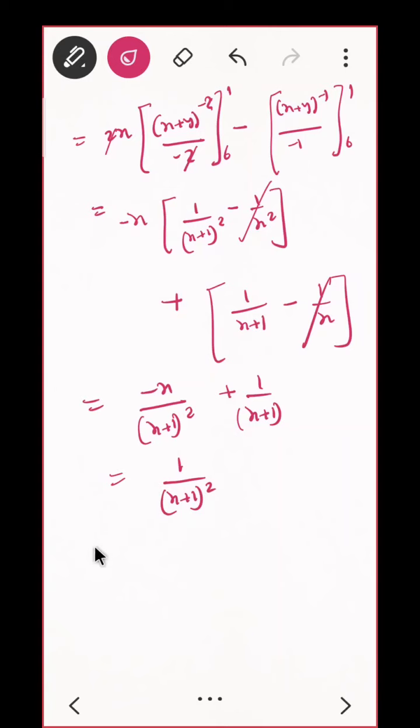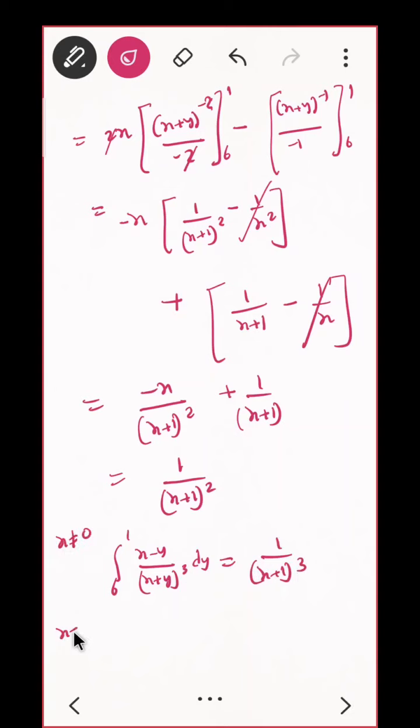So what did we find out? The integral from 0 to 1 of (x minus y) upon (x plus y) the whole cube dy is equal to 1 upon (x plus 1) the whole square. Okay, this was for x not equal to 0.